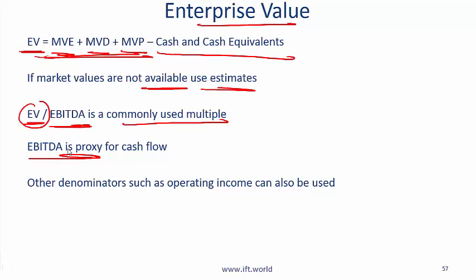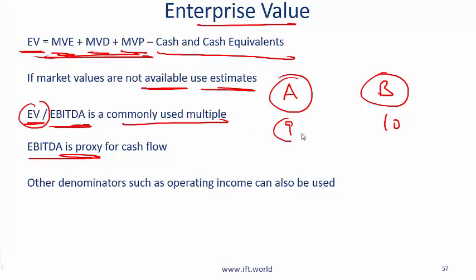Now here again I'll ask you a basic question. Let's say that you have company A that you are evaluating and B is the comparable company. Let's say that the enterprise value to EBITDA ratio for B is 10 and for A it is 9, and you believe that A and B are very similar. So is A relatively undervalued or overvalued relative to B?